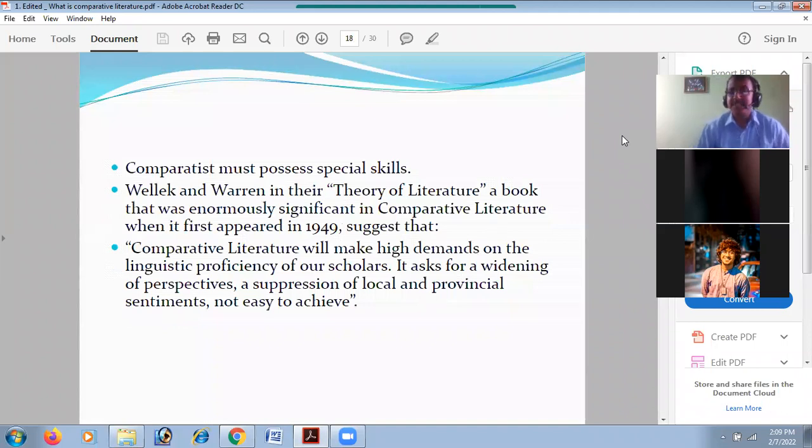So comparatists must possess special skills, and for this reason, what does a comparatist do? A comparatist will be an upgraded person with some skills. What are the skills? Wellek and Warren, in their book Theory of Literature, a book that was enormously significant in comparative literature when it first appeared in 1949, suggest what the skills of a comparatist should be. Comparative literature will make high demands on the linguistic proficiency of our scholars. So first, the comparatist who will be researching comparative literature should have high proficiency in language, number one.